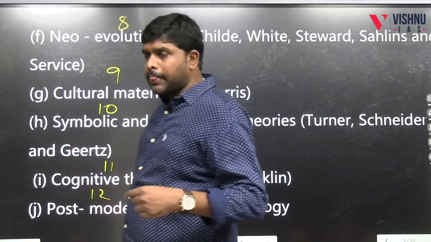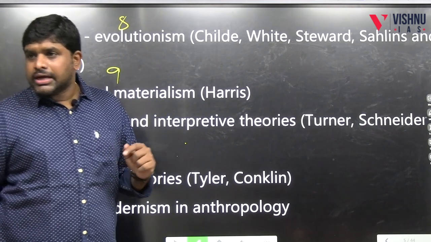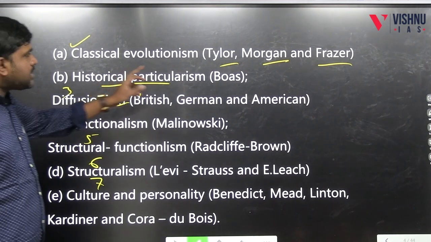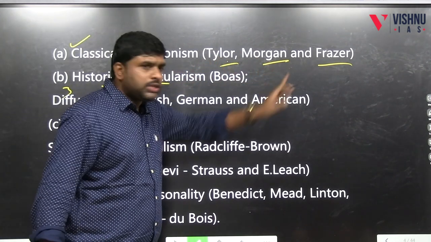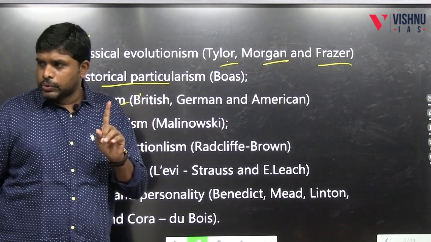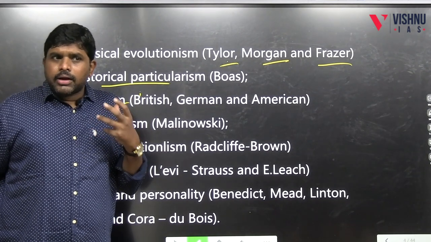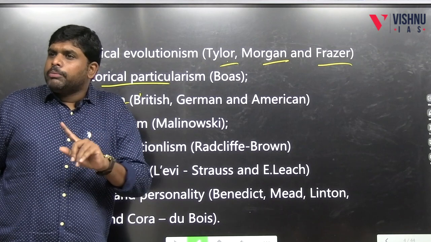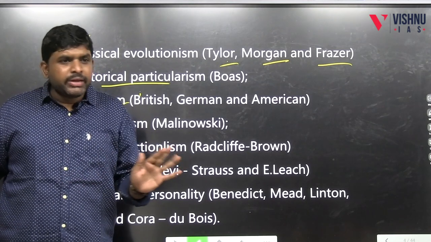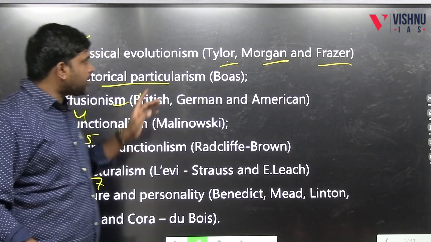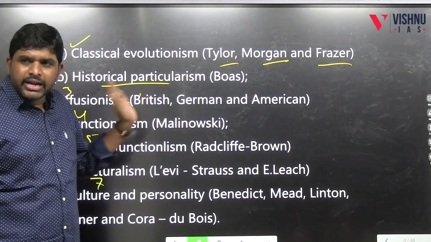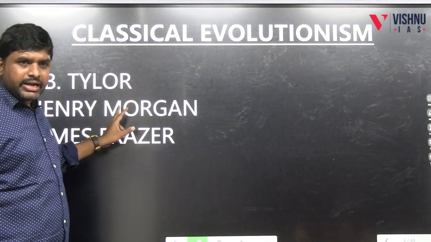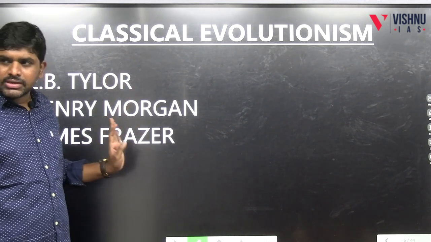Now we will be opening them up. 12 schools are there. First, classical evolutionism. 3 anthropologists are there in the first school. I am giving clarity that in classical evolutionism, if you know the contributions of these 3 people, one school is completed. They are E.B. Taylor, Henry Morgan, James Fraser.